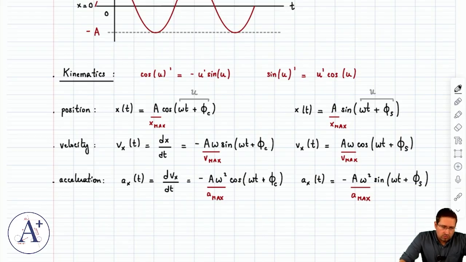Now, the goal here was twofold. First, it was to say, look, X max we kind of understand, right? If you oscillate, X max is how far you go with respect to your equilibrium position. So that's just your amplitude. And so now we can also define V max and A max.